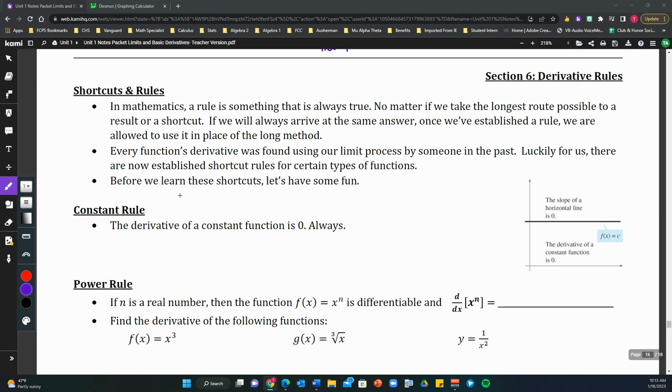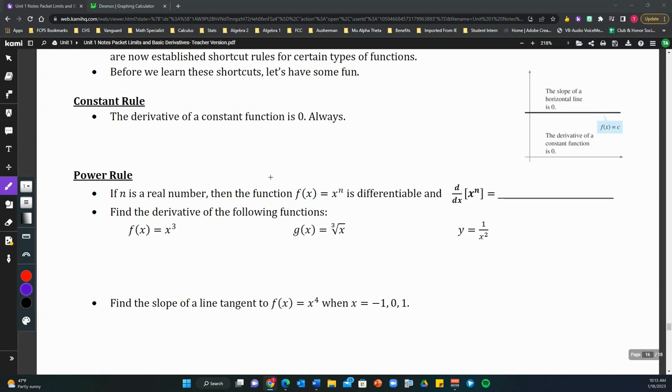Basically today we're going to take a look at different function types and those shortcuts that we can use to evaluate their derivatives. For the first type, the constant rule, this one's super easy. The derivative of any constant function is zero, always, point blank. There's no discussion about it.